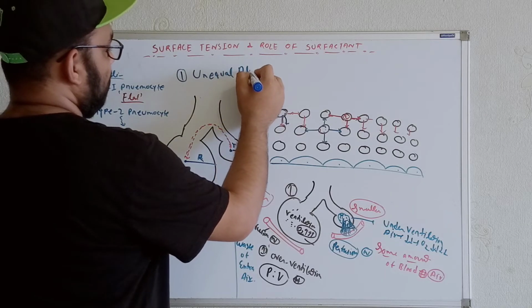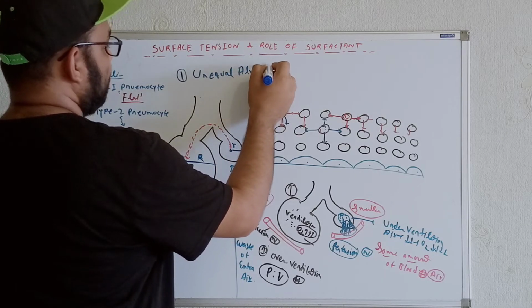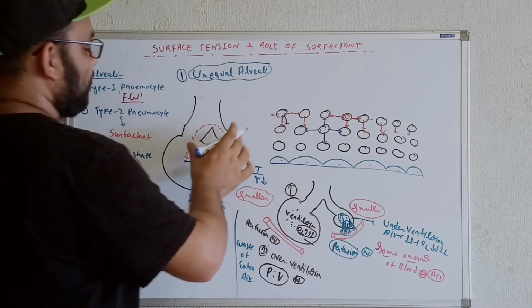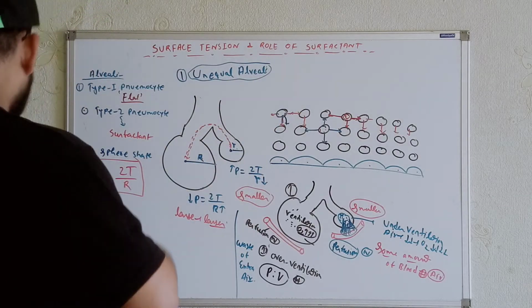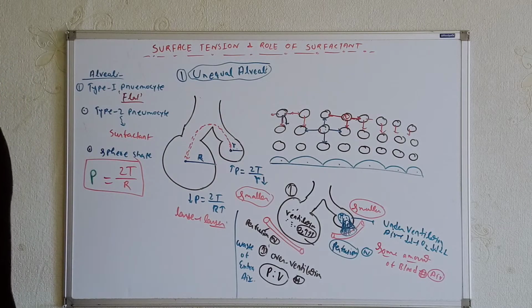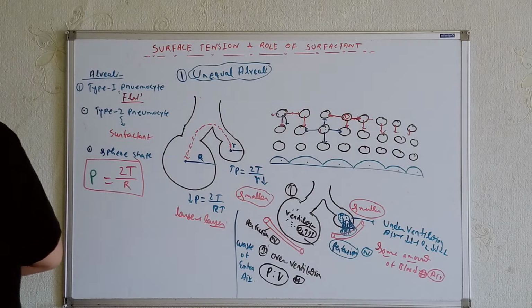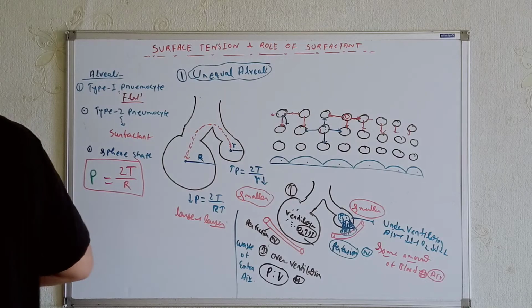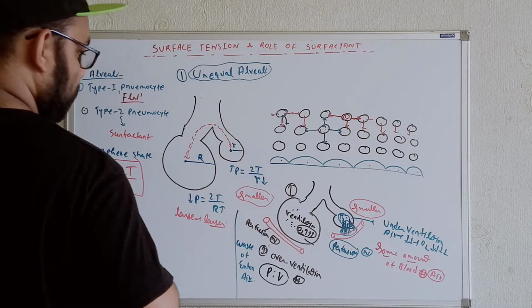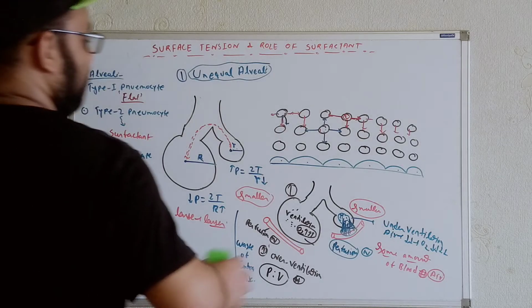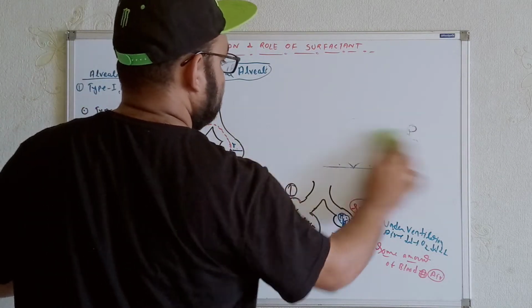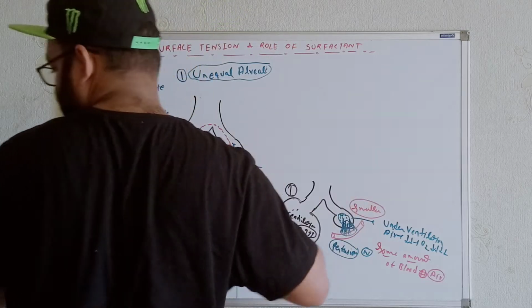So the first problem we got over here for the surface tension is if we get unequal alveoli, that means the shape of the alveoli is not equal. Now we'll talk about the second problem. Okay, let's talk about this part over here. Sorry guys. In the second problem, what type of problem will we get? Let's talk about this over here.